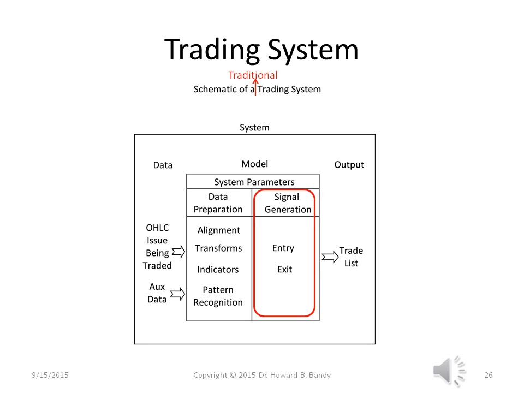This is the schematic of a traditional trading system. It is a system, and systems are models plus data. The model is data preparation, alignment, transformations, indicators, and so forth, and the generation of signals, and these signals are buy and sell. The data comes as input from the open, high, low, close of the issue being traded and whatever auxiliary data is used, and the output is a trade list.